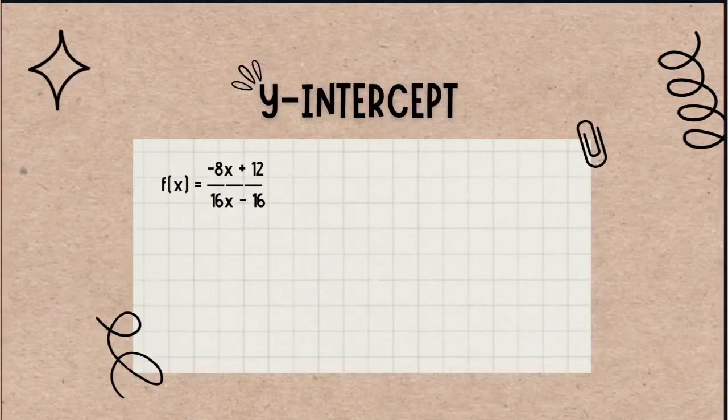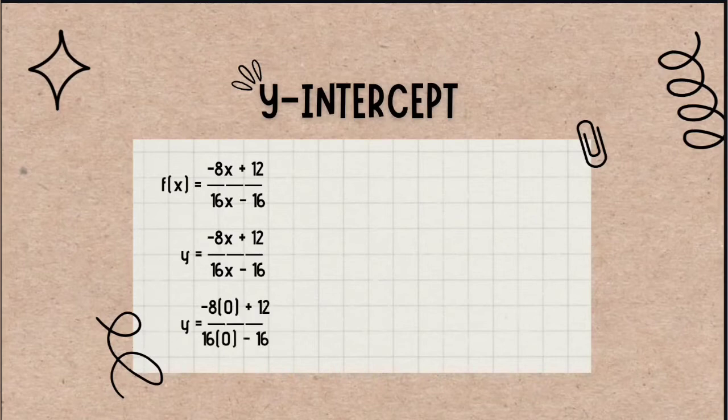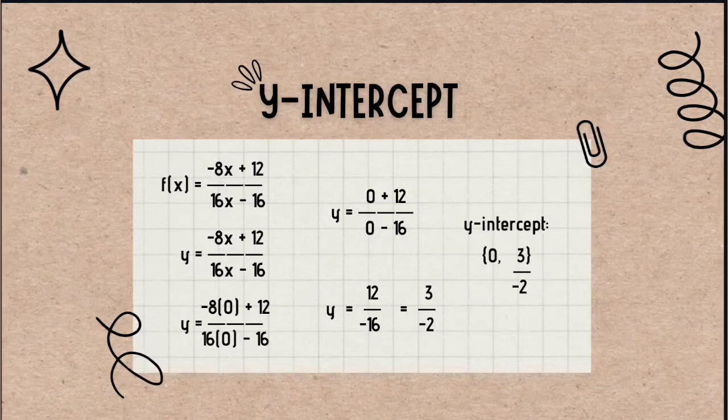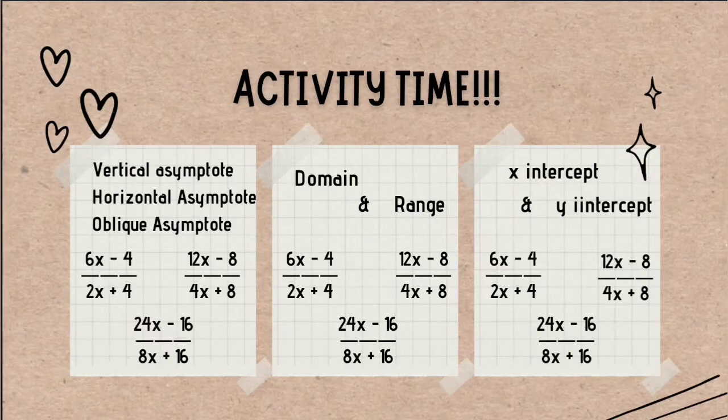So, let's do one more example. F of x equals negative 8x plus 12 over 16x minus 16. Gawin natin y ang x. So, gawin naman natin 0 ang x. So, ayan. So, pag minultiply mo siya, ayan. Ayusin natin. So, ang sagot ay y equal to 12 over negative 16. So, let's do some simplify. Ayan yung answer. Let's do some activity time.